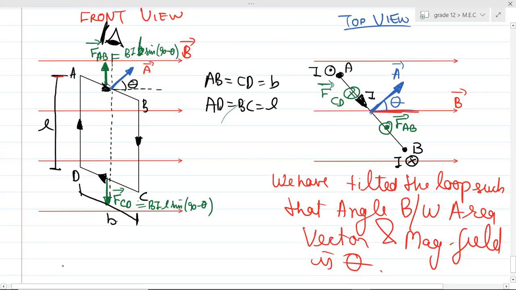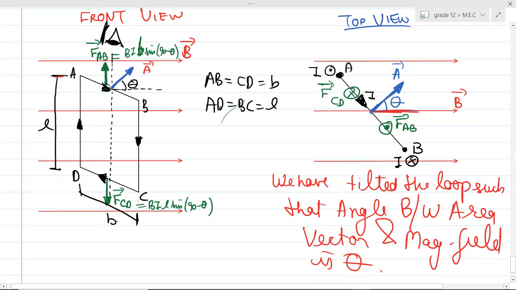What about the forces which are acting on AD and BC? Can you see AD? The wire is going up. The magnetic field is going towards the right. So the angle between them is how much? 90 degrees. Yes or no? The angle between the wire and the magnetic field will be 90 degrees.